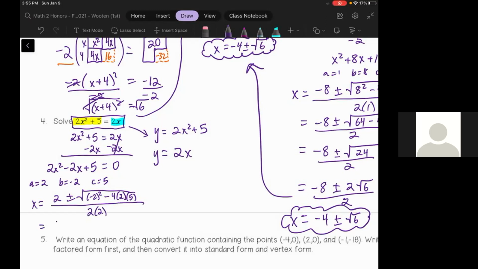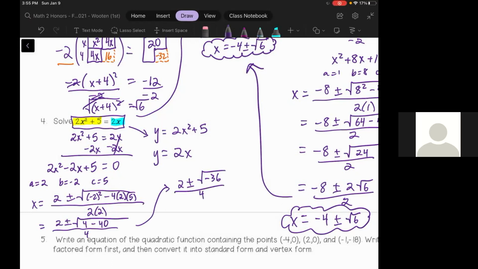We simplify that a little bit. 2 plus or minus the square root of -2 squared becomes 4. -4 times 2 is 8, times 5 is 40. So 4 minus 40, all over 2 times 2, which is 4. Keeping this simplified a little bit more, that becomes 2 plus or minus the square root of -36 when I do 4 minus 40, all over 4.